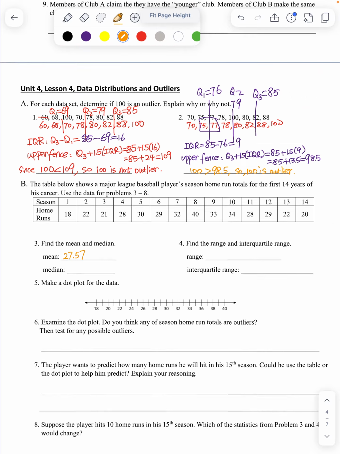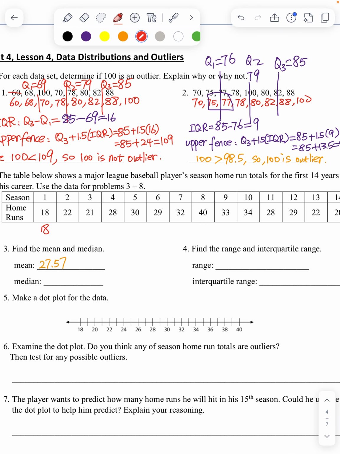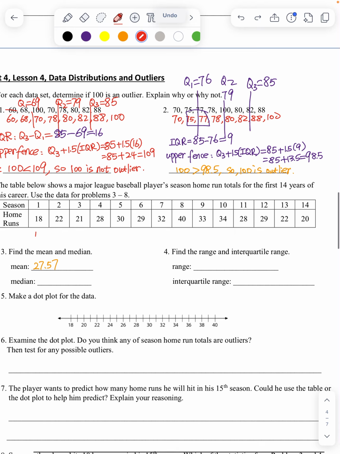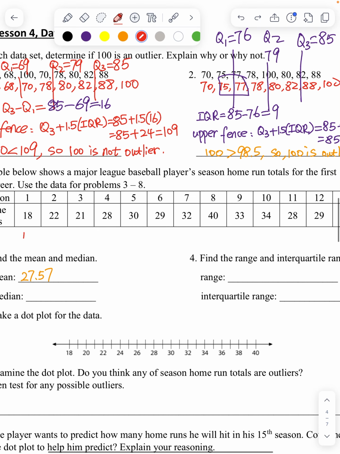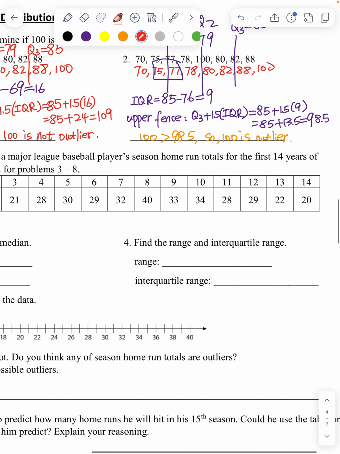Okay, median. We have to rearrange them from small to big. I believe the smallest one is 18, right? Is there 19? No. So it's going to be 20. So 18, and then 20. 20 is the last one.